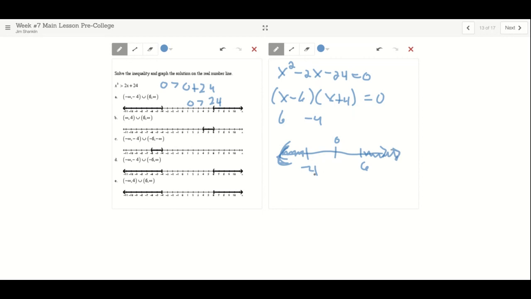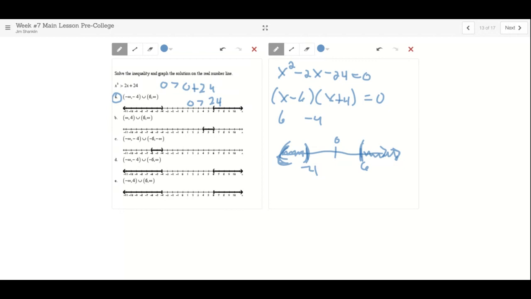So I know that from negative infinity to -4 is going to be shaded in, and I also know that from 6 to positive infinity is going to be shaded in. So I look up here, and it looks like letter A would be the correct answer. When you're dealing with a quadratic inequality, it's exactly like solving a quadratic equation. It's just that at the end, you have to plug the values back in. Okay, does that make sense? There's only one extra step. You just have to plug it in to see where the shaded region is going to be.